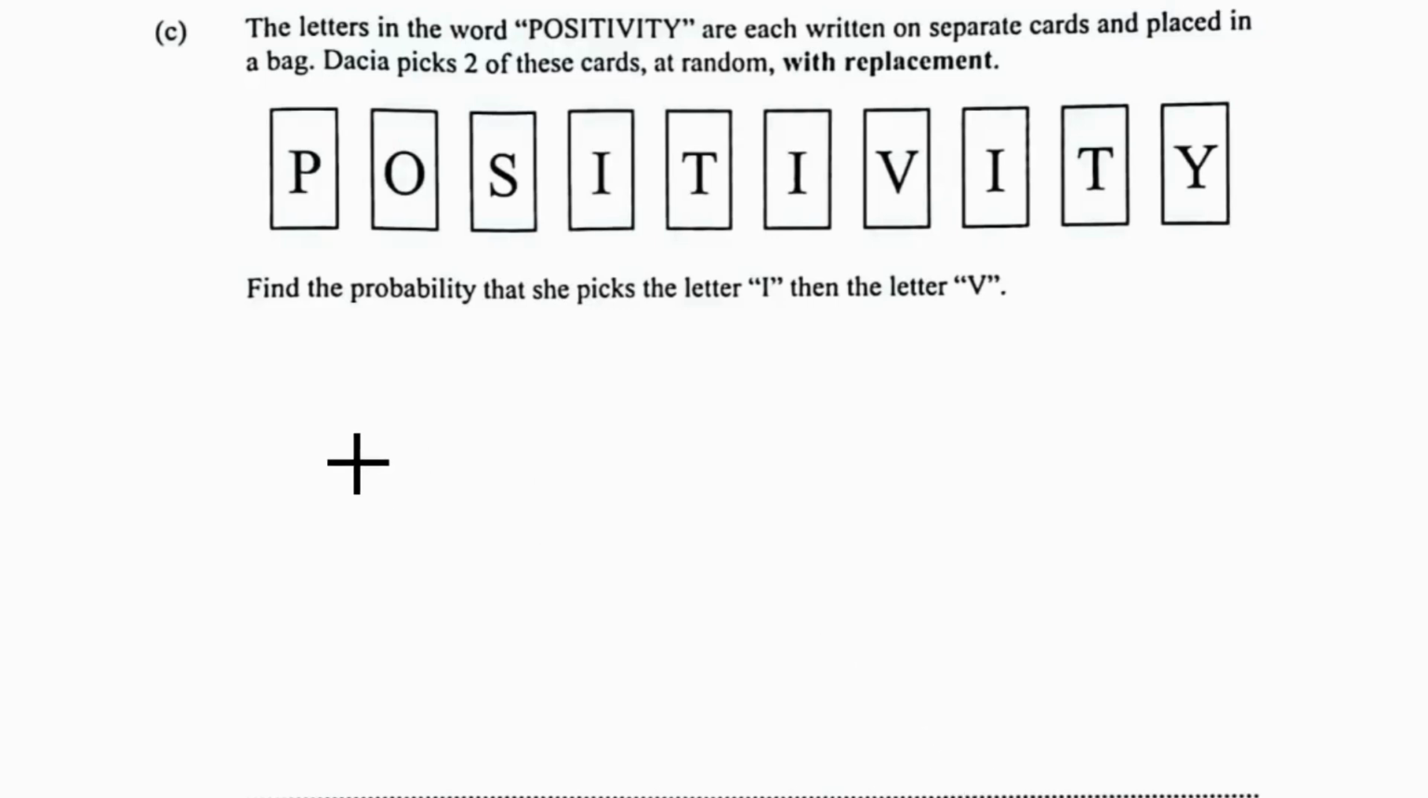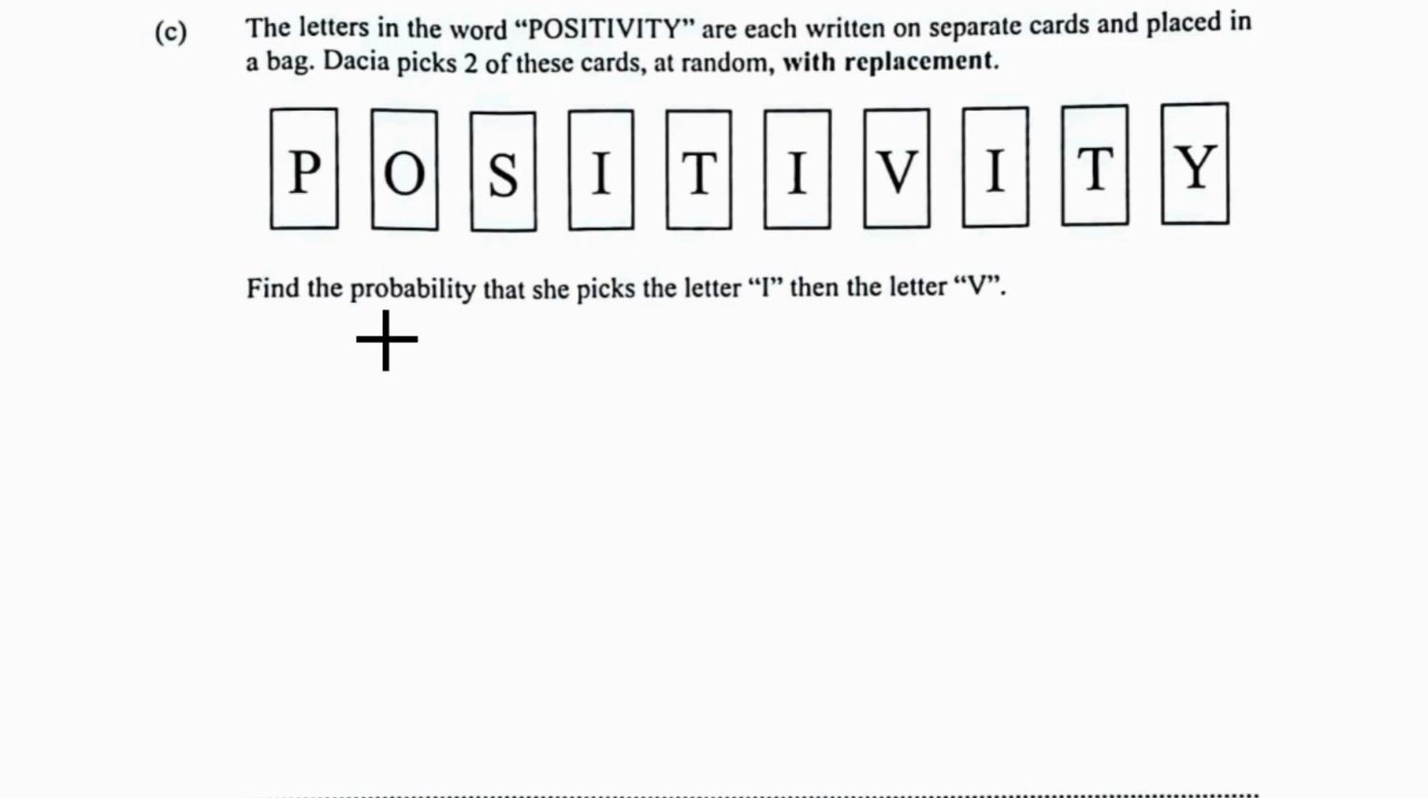For the final part of this question, part C, we are given letters written on separate cards and placed in a bag. Dacia is picking 2 of these cards at random with replacement, and we need to calculate a probability. We need to find the probability that she picks the letter I, then the letter V. So how do we do that?